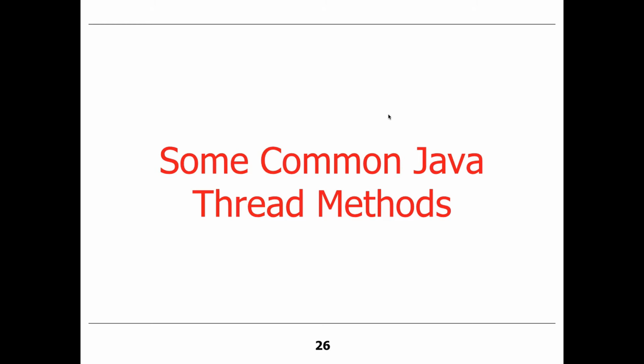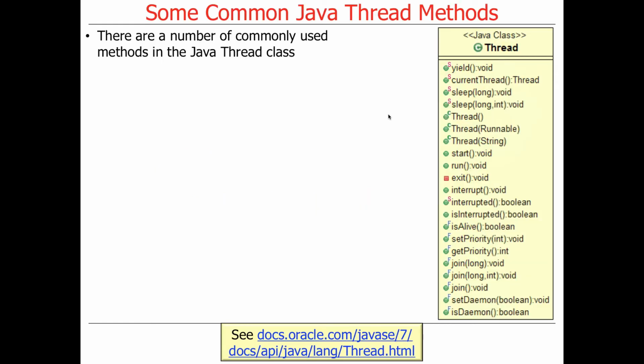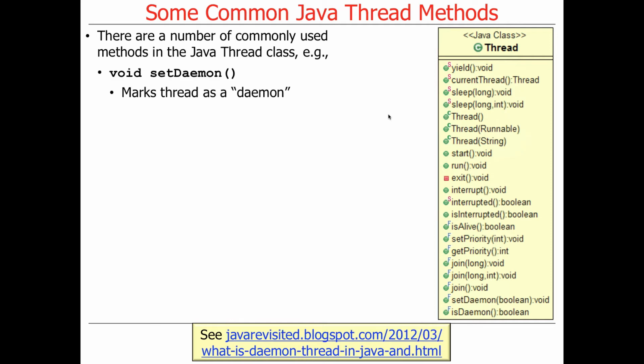So that's a quick overview of how you start a thread and kind of what it does during its life cycle as it runs. We'll talk later in more detail about the thread state, but this just gives you a high-level view that's kind of a program-centric view. Let's now talk about some common Java thread methods. There's a bunch of methods that are commonly used in the Java thread class. The Java thread class has lots and lots of methods, not all of which you have to use all the time. So I'll focus on the ones that are most common.